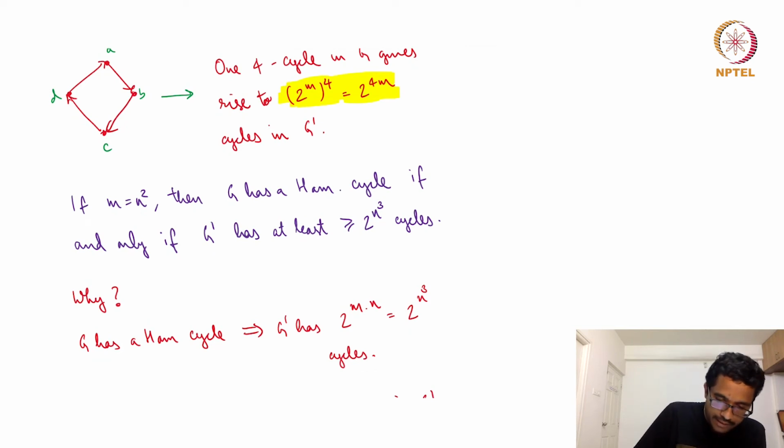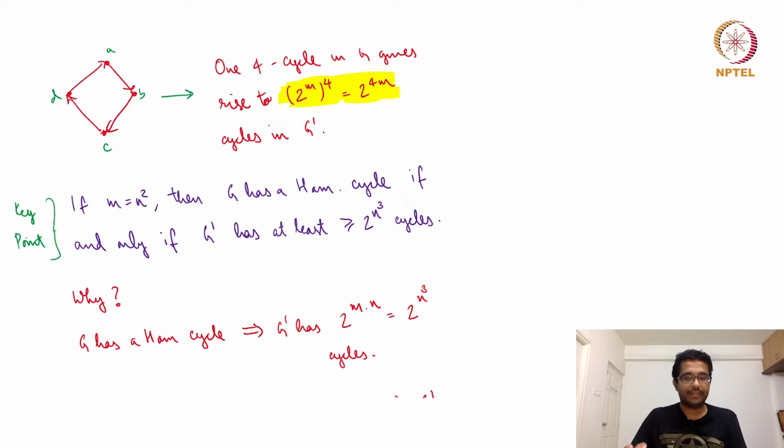So now we will come to the main statement or main key point. Till now I have not mentioned what m should be. So whatever m is, we have some corresponding relations. So if m is large enough, let's say m is n squared, then the claim is that G has a Hamiltonian cycle if and only if G prime has at least 2 power n cubed many cycles.